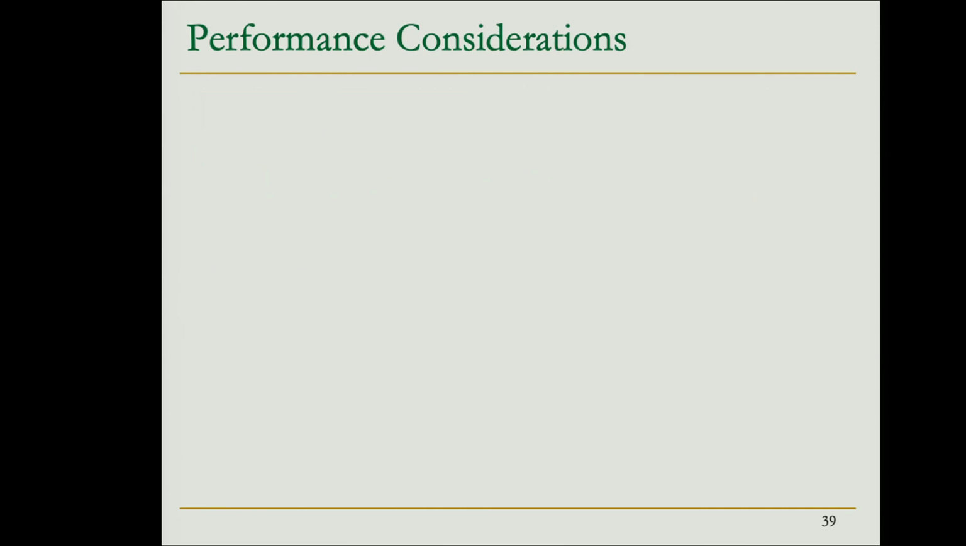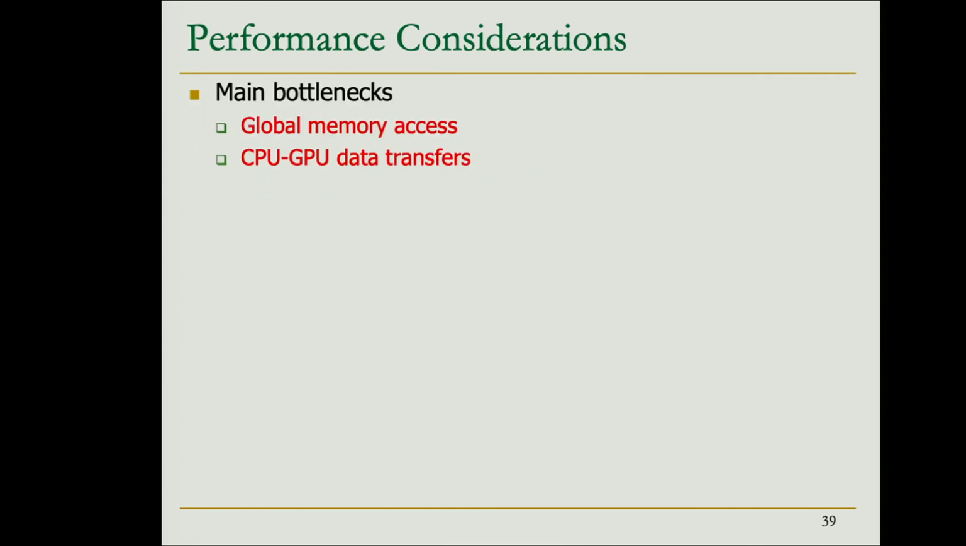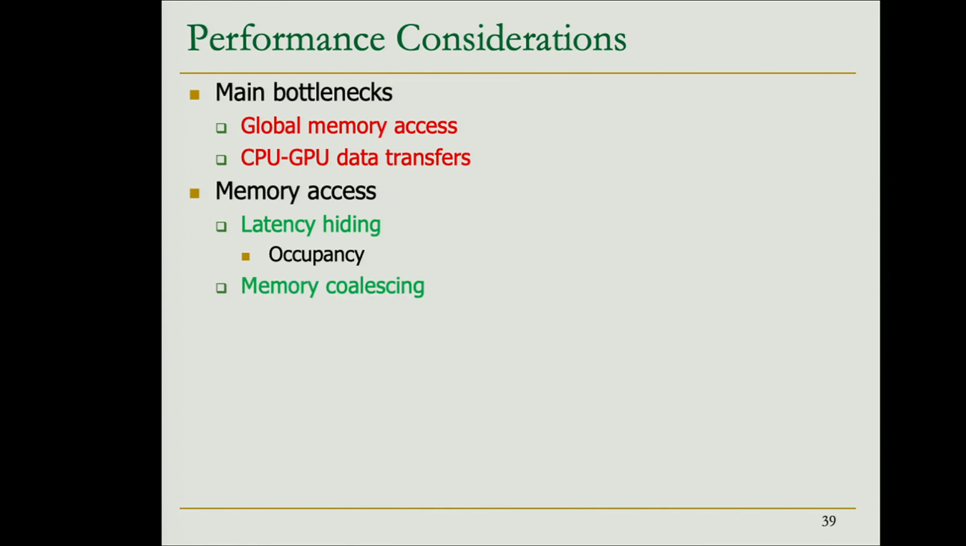Okay, so performance considerations. As I said in the beginning, the main bottlenecks of the GPUs. First of all, the data transfers between the CPU and the GPU. Second, the global memory access. In the end, this access in DRAM is where we're going to spend most of the execution cycles when we are doing GPU computing. For the CPU to GPU data transfers, we will see how we can try to optimize them. For the memory access, this is the first thing that we are going to talk about.